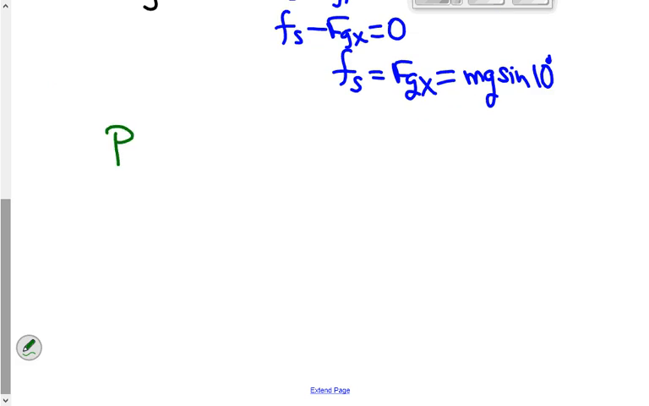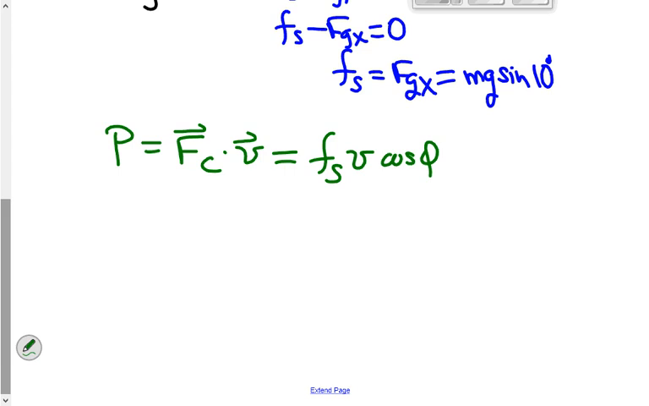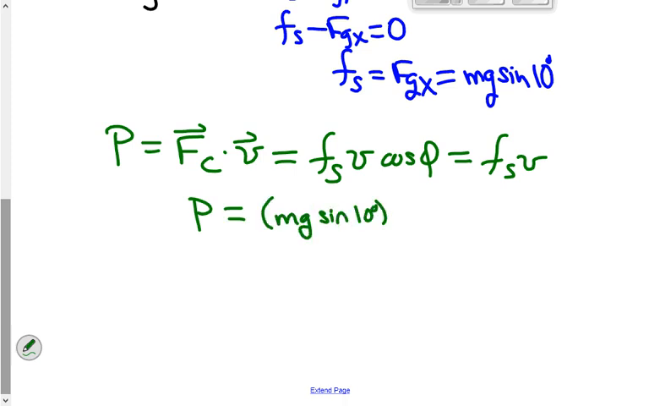So remember that my power was FC dot V. And my V is only in the X direction, so I'm only going to pick up the force of the conveyor belt in the X direction. So basically that's going to give me FSV. We could put in a cosine phi there, because what's phi going to be? 0, okay? And so the cosine of 0 is equal to 1. So the power is going to be mg sine 10 times v.